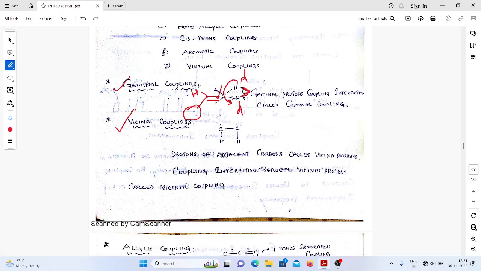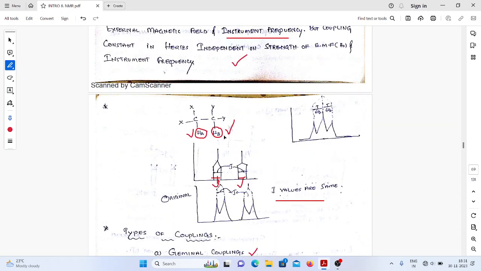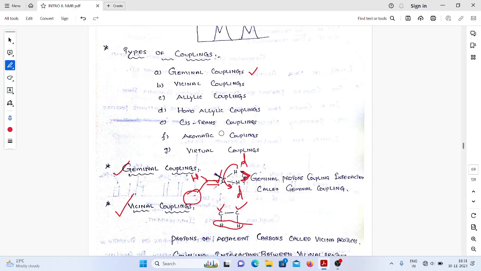Vicinal protons are what? The protons which are present on adjacent carbons. If the protons are present on adjacent carbons, that coupling is commonly called vicinal coupling. If the splitting takes place between these two, then the coupling is commonly called vicinal coupling. This is the best example, the hypothetical molecule. In this hypothetical molecule, how are we observing these two protons? These two are present on adjacent carbons or not? That's why this coupling is an example of the vicinal type of coupling.